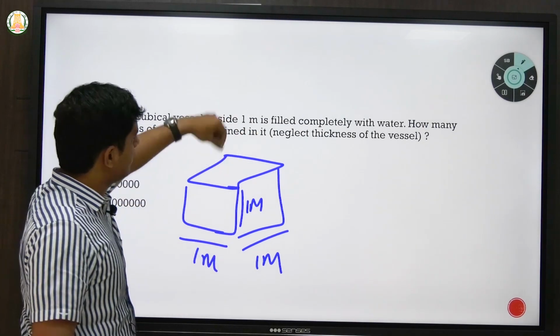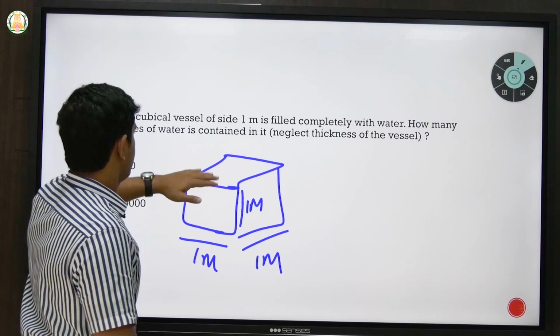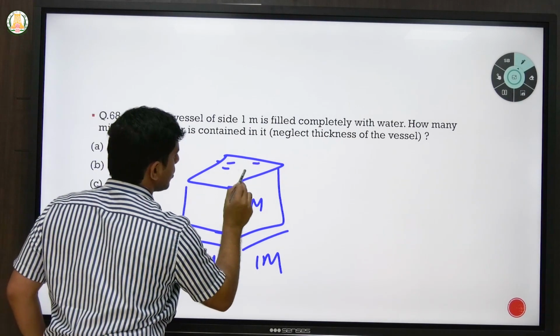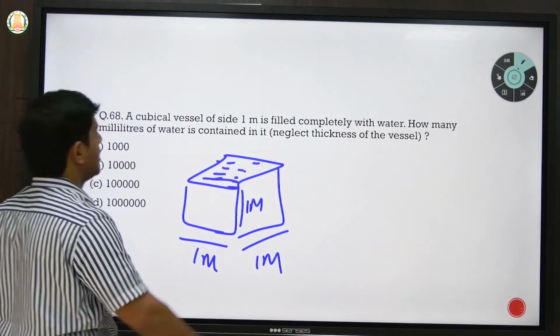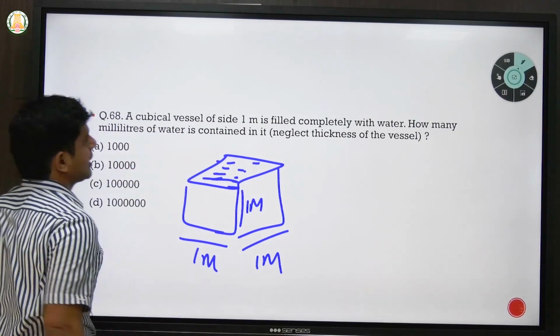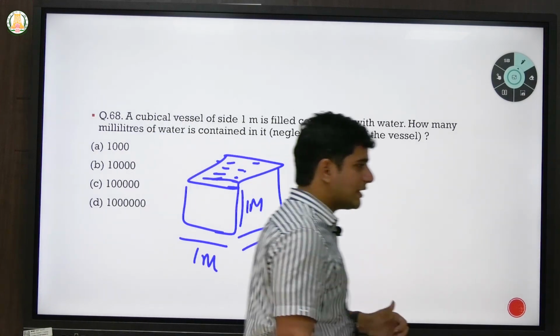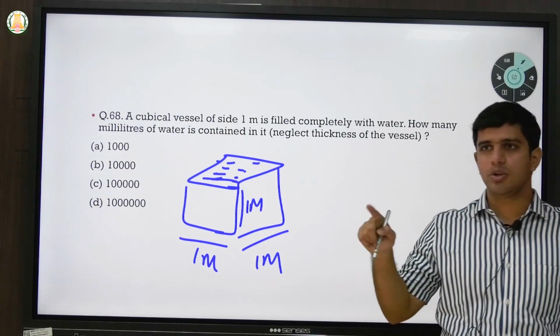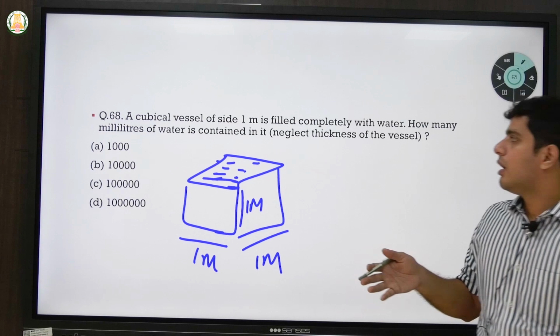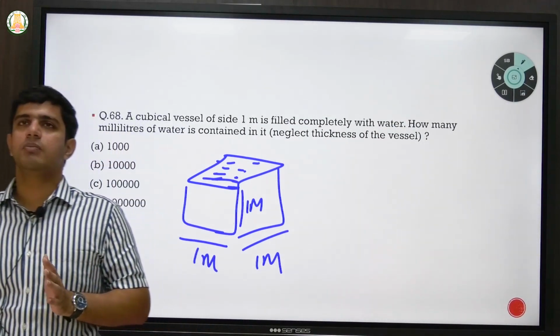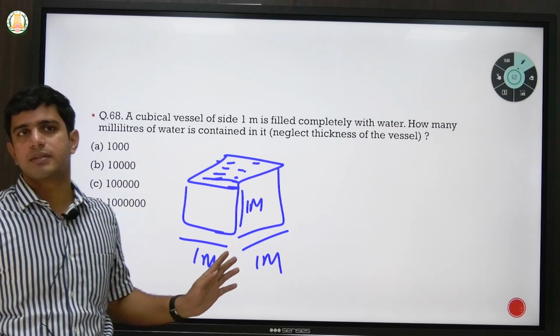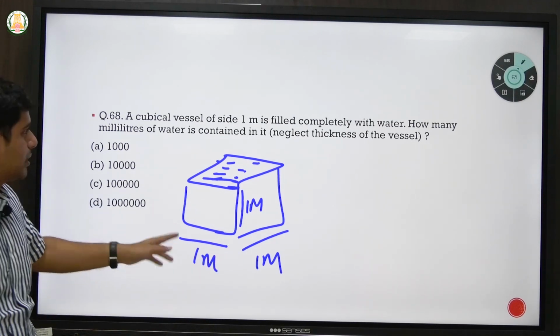Is filled completely with water. So it's up to the brim. Up to the brim there is water in this entire vessel. Think of it as a can. Then he's saying how many milliliters of water is contained in it. So basically he's saying you have a 1 meter cube volume of a cube, and how many milliliters of water, means 1 meter cube will be how many milliliters is what he is asking. Okay, that is a simple question basically.